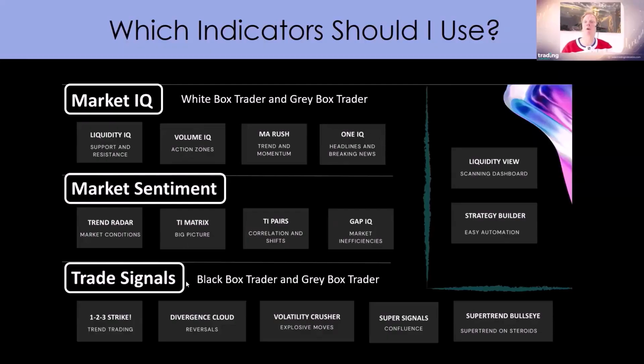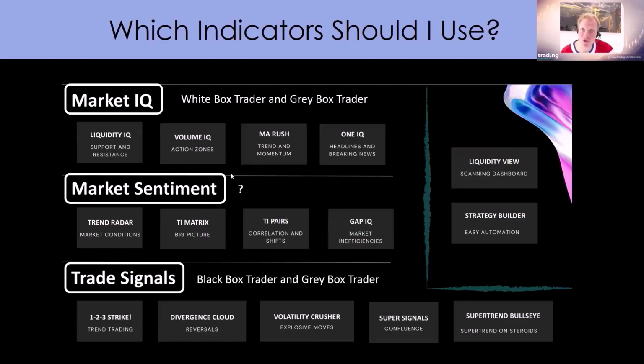If you are more or primarily a black box trader, I think the trade signal indicators should be primarily on your chart. 1 to 3 strike, divergence cloud, volatility crusher, and so forth. These should be primarily on it. And of course, there's nothing wrong with first having a set of indicators on the chart, but then supplementing them with some additional ones on demand, but don't have them all together on the chart. So I think this gives you a bit of the order in which you want to enable or disable indicators on your chart. And then you may say, hey, what about these middle guys here, market sentiment? Who should use these? That's a great question too.